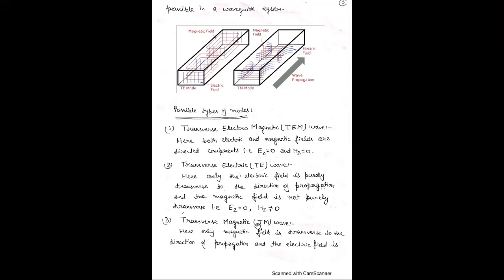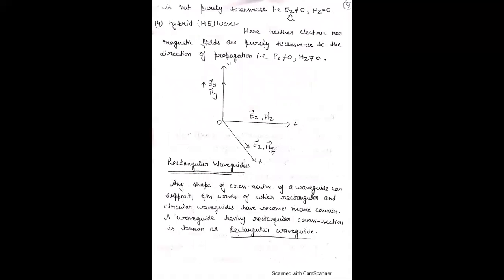In transverse magnetic, means TM wave, here only the magnetic field is transverse to the direction of propagation, and the electric field is not purely transverse. Therefore, Ez is not equal to 0 and Hz is equal to 0. And the fourth is the hybrid wave, which means neither electric nor magnetic fields are purely transverse to the direction of propagation. That is, Ez is not equal to 0 and Hz is not equal to 0. These are the X, Y and Z axes. This is the direction of propagation. This is a component of E and H along Z.